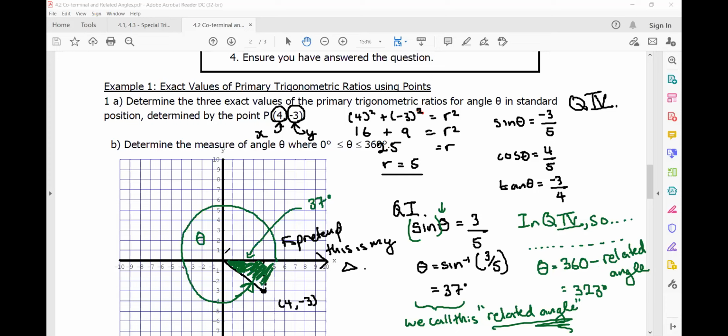You might be asking, why the heck are we doing this if we can just use the calculator? Well, try it. Try inverse function of, so inverse sine of -3/5. You won't get 323 degrees. What you will get, I believe, is 200 and something degrees. You get something completely different. And we know that's wrong.